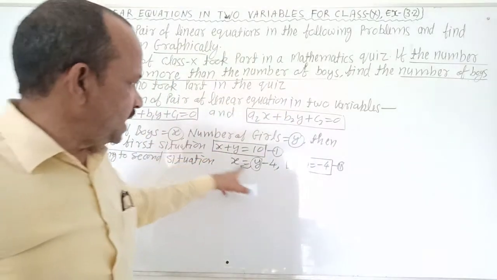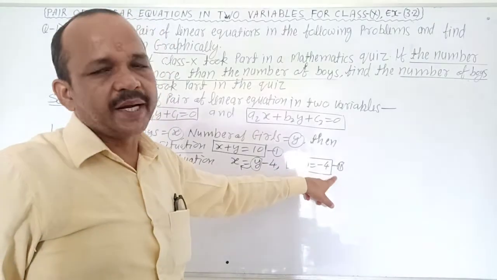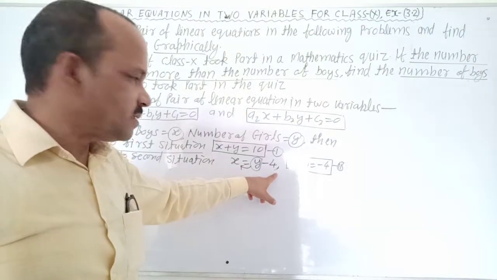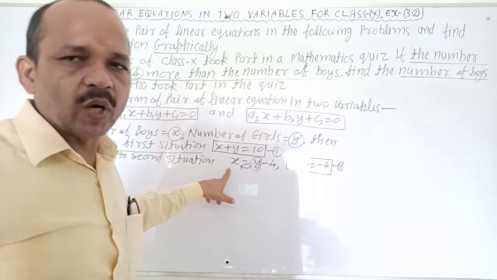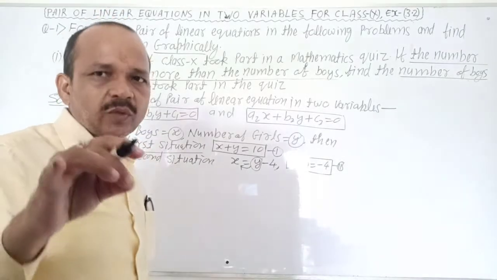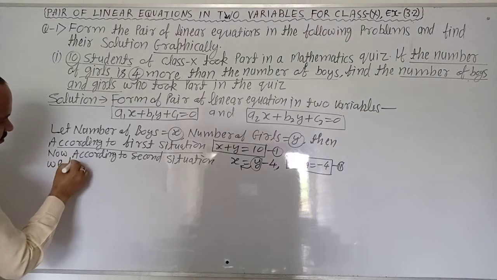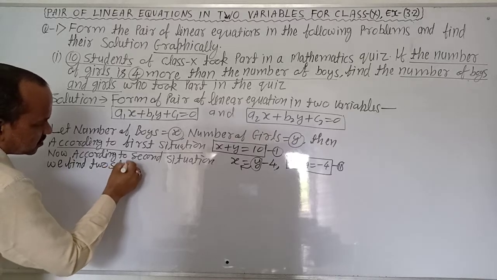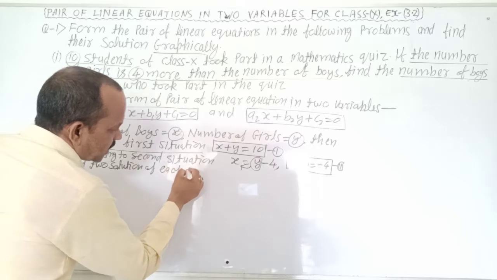You find equation first and equation second: x minus y equal to minus 4, or x equal to y minus 4, because number of girls is 4 more than the number of boys. Clear? No confusion about it. Very good. We find two solutions of each equation.